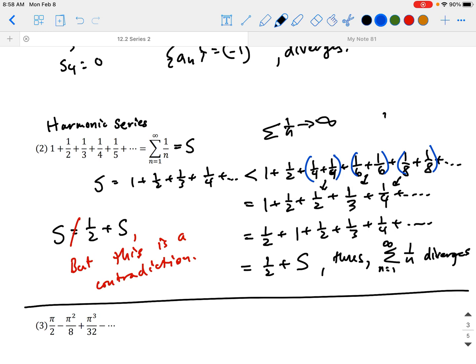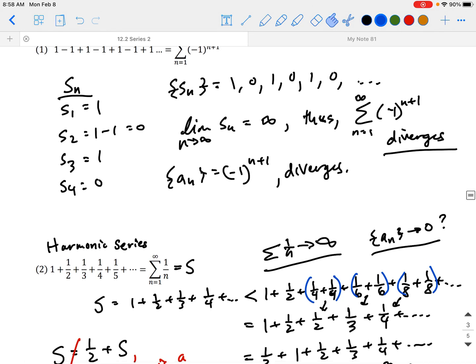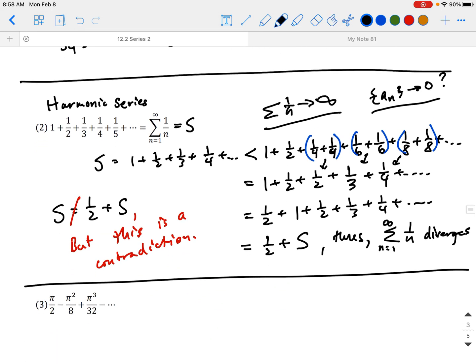And another note is that our sequence goes to 0. Right, so our sequence is approaching 0. So if we took the limit of the sequence, that's obviously going to go to 0. So the limit of the sequence goes to 0, but the series itself goes to infinity. So that is a very different conclusion than what we got with the first example above. And that's going to be important.